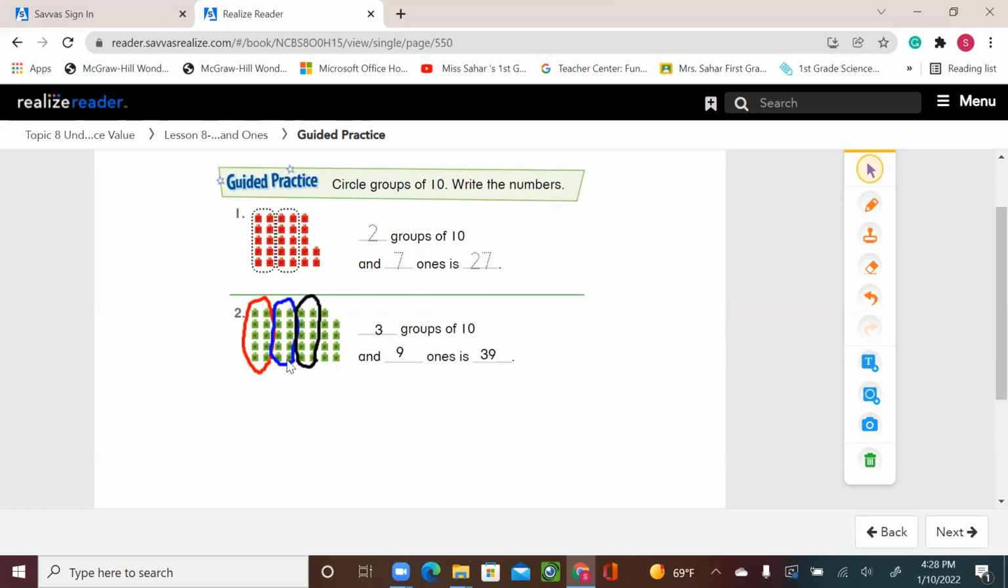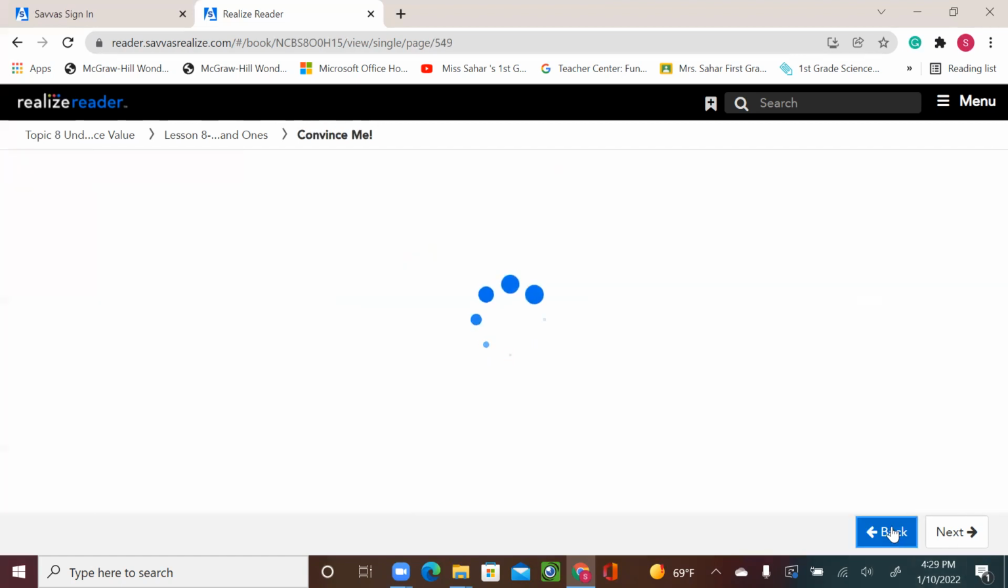So now looking at my counters, I grouped them in 10s. So easy for me. I made them in a box. So that's 1 10, 2 10s, 3 10s. And when I count what I have left, they were not enough to make another 10. So these are the ones, or the leftovers. Then I count them. There are 9. So 10, 20, 30, and 9 ones make 39. All right. Let's go back.